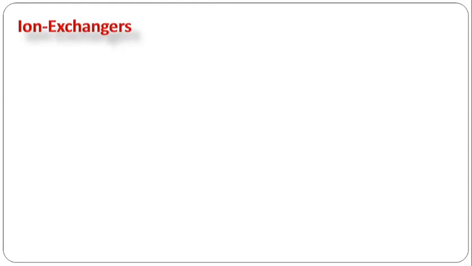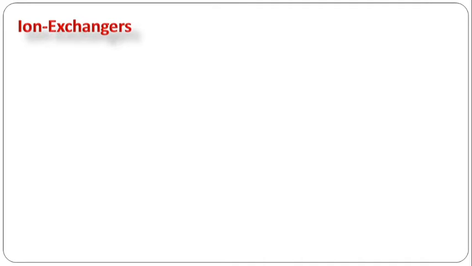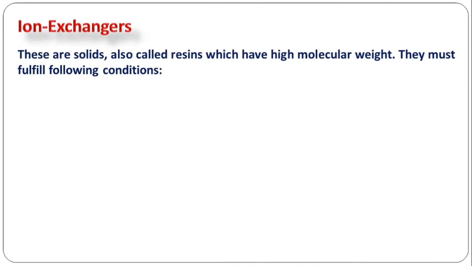For ion exchange chromatography, we need a solid stationary phase, that is, ion exchangers. There are various types of exchangers. Friends, now we will see what ion exchangers are. These are solids, also called resins, which have high molecular weight. They must fulfill the following conditions. Ion exchangers are solids called resins with high molecular weights.